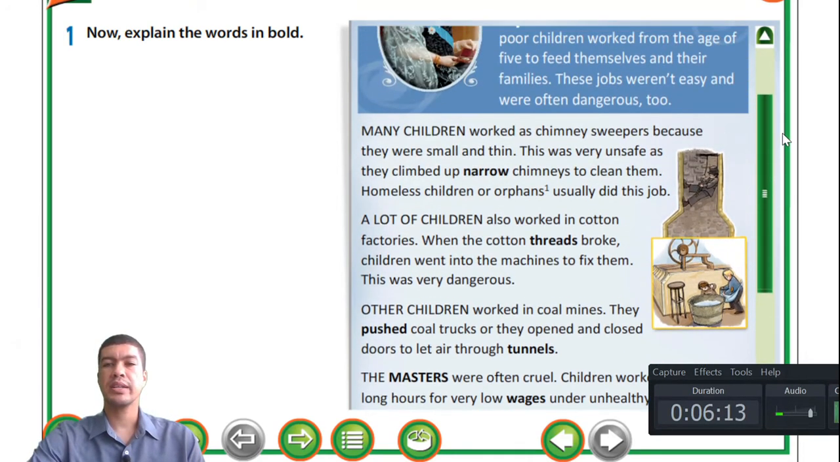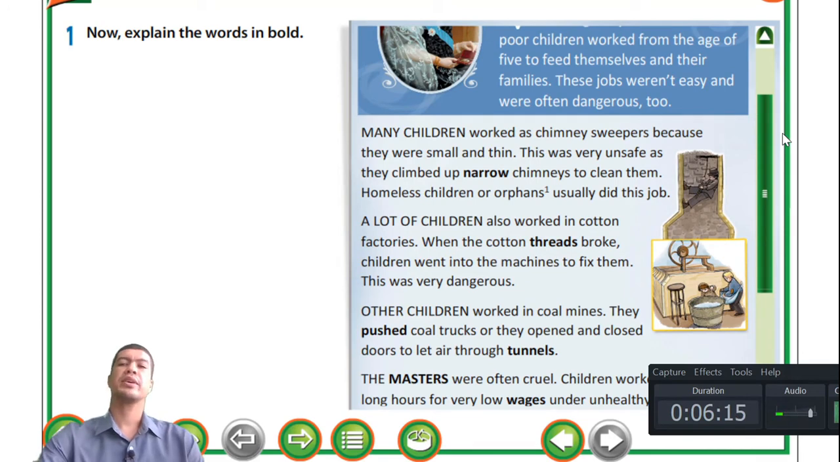Word number one is narrow. If you look at picture number one, we see a guy that's climbing down a chimney. Now this was some of the work that these kids had to do. They worked as chimney sweepers.